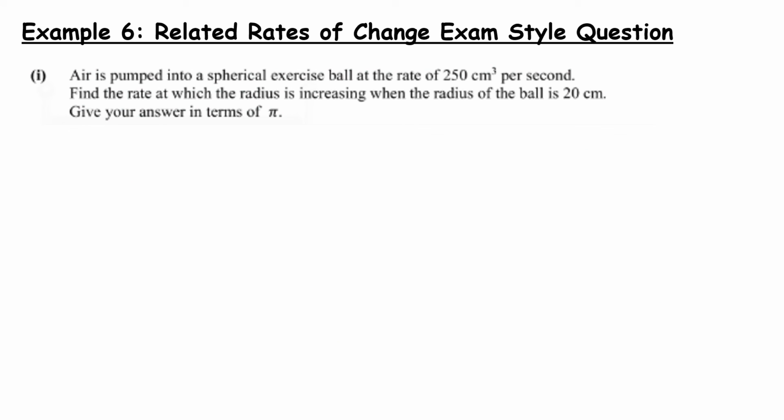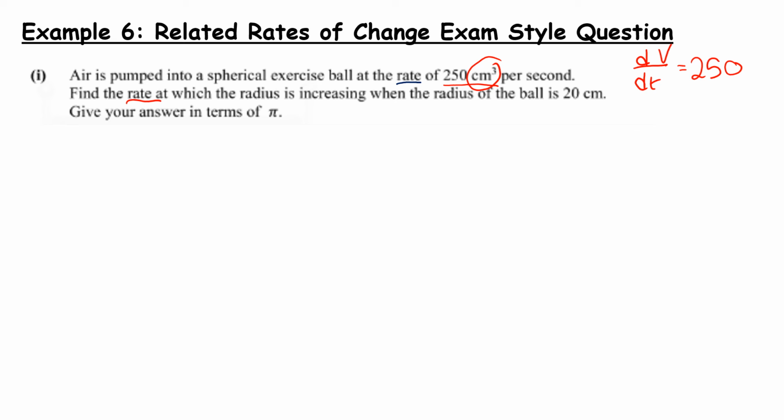Let's look at an exam style question where we were asked about these related rates of change. Air is pumped into a spherical exercise ball at the rate of 250 centimeters cubed per second. Again, we're being given a rate. This is d something dt. So what is the something? Air is pumped into an exercise ball. The hint really is that centimeters cubed. We're talking volume. So they've given us dV dt is 250.